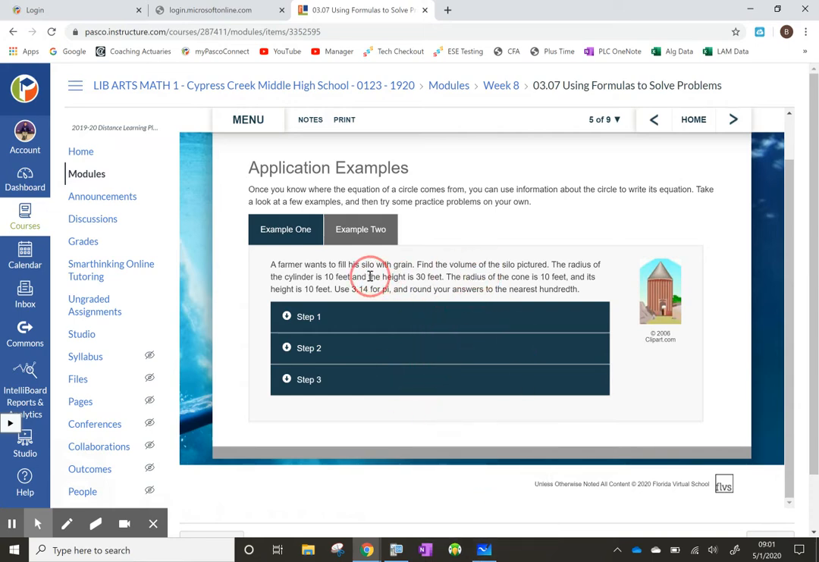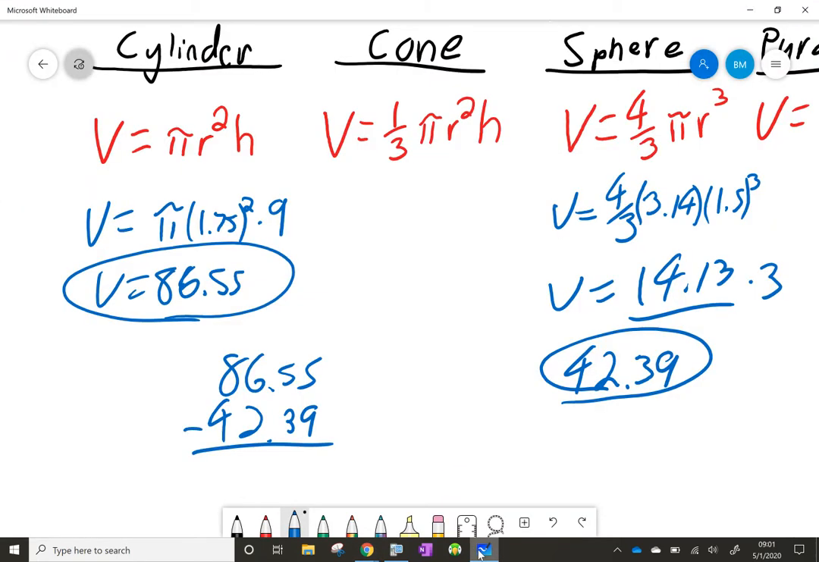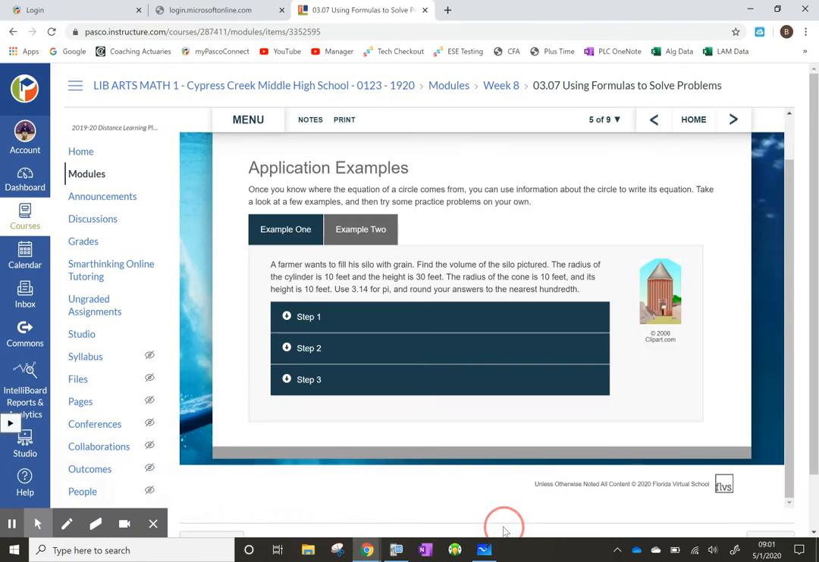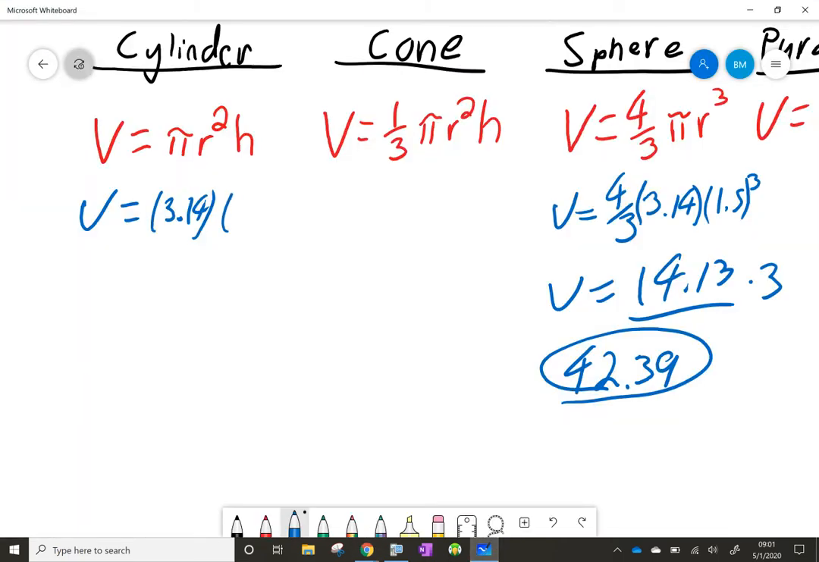Now, the cylinder is 10 feet in radius and height is 30. So let's go back to our cylinder formula. So the volume is going to equal pi. Well, let's just go ahead and use 3.14. So 3.14 times the radius. I forget the radius. Was it 10 feet? I think it was 10 feet. Yeah, 10 feet and the height is 30. So the radius is 10 feet, so this will be 10 squared. And then the height is 30. So multiply all this together and we'll have the volume of our cylinder.